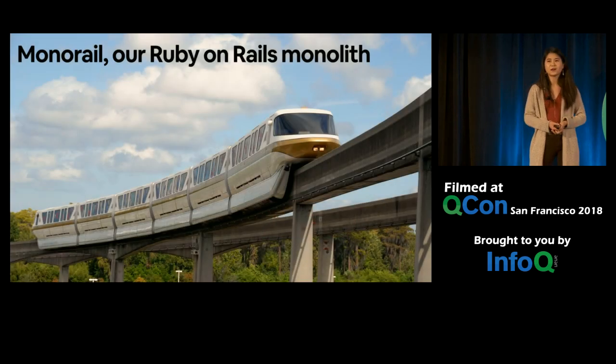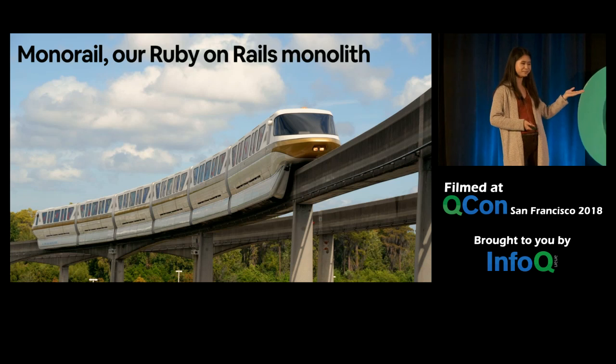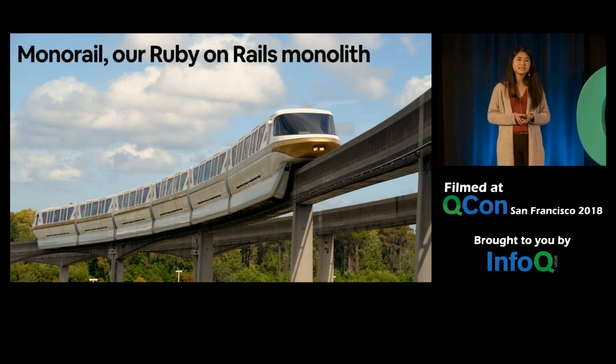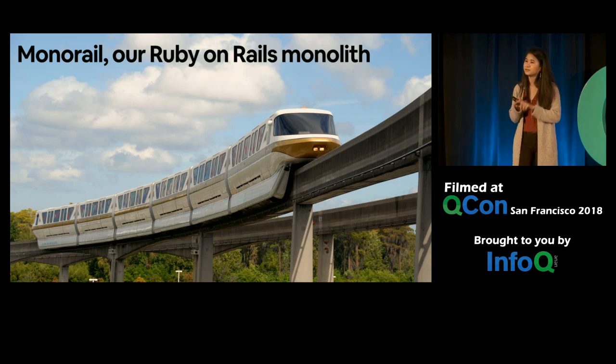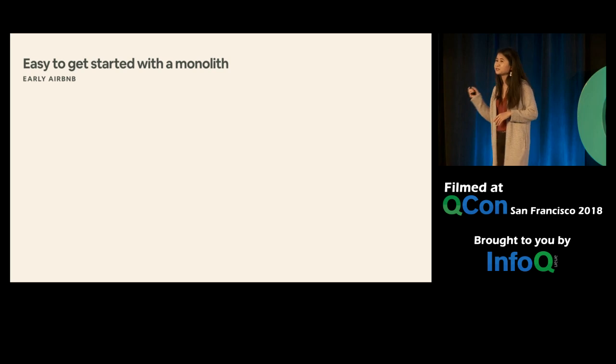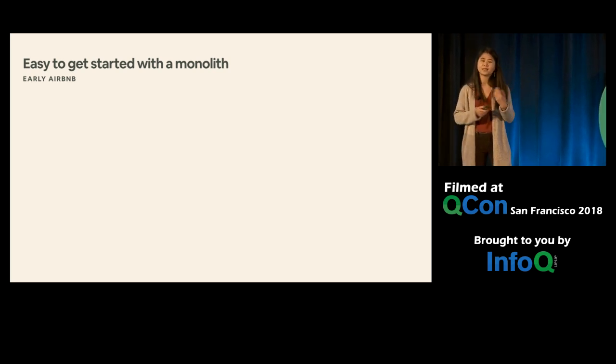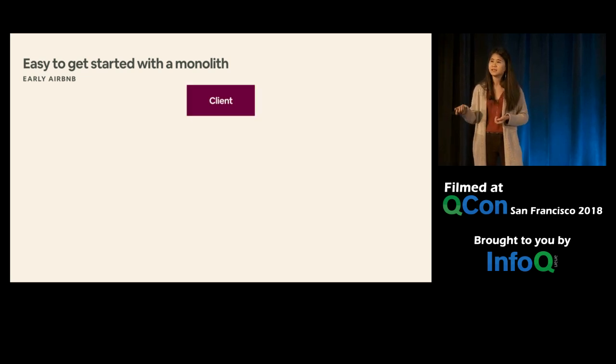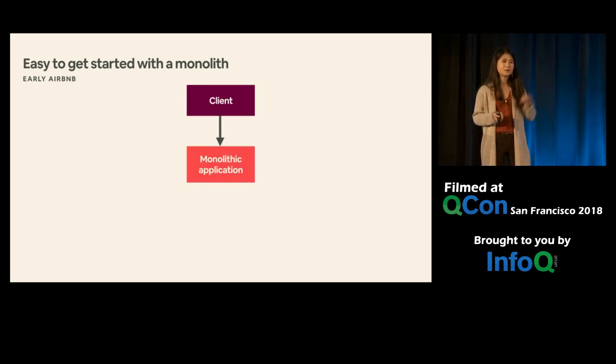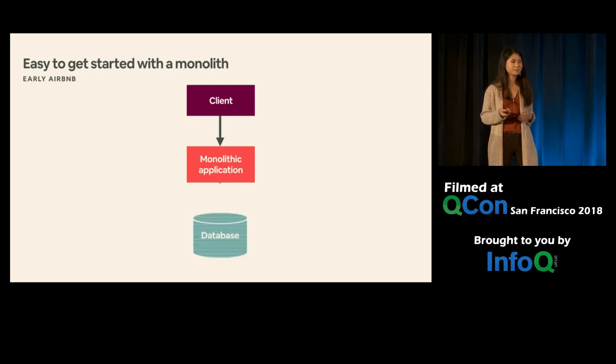Our Ruby on Rails monolith is known as Monorail. A monolith is a single-tier unit that's responsible for both server-side and client-side functionality. This means that the model, view, and controller layers are together in a single repository. And monoliths are really easy to get started with. They're a great place for small teams to start and iterate quickly. There's a client that would make a call to the monolithic application, and that would call the database directly.